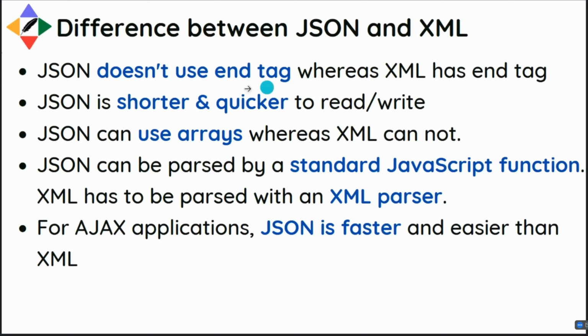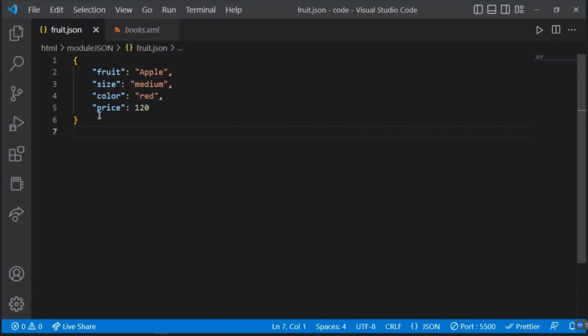So JSON is much shorter, quicker, simpler, and very easy to read. It's so easy. Key value, key value, key value. That's it.